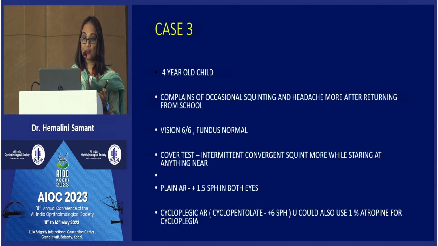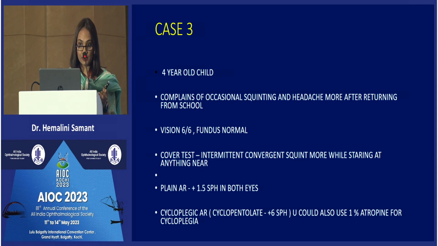The next case is that of a 4-year-old who complains of occasional squinting and headache more after returning from school. Typical scenario, vision is normal, fundus is normal, but the cover test showed an intermittent convergent squint more when looking at a near object. When we did a plain undilated AR, it revealed a small amount of hypermetropia, 1.5, which you would think is probably normal.